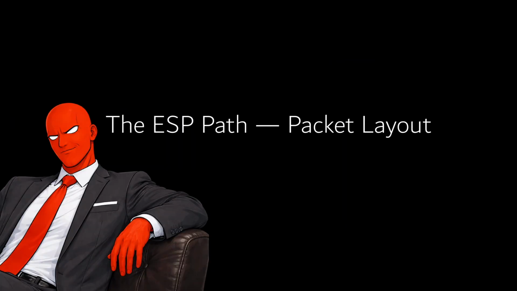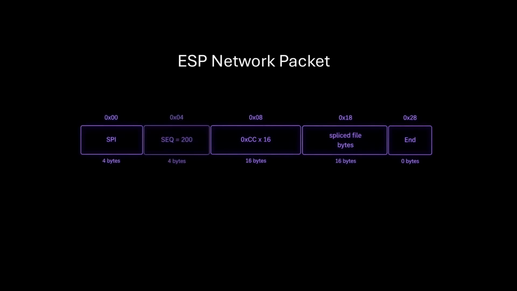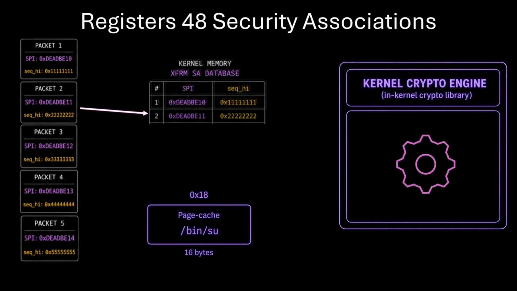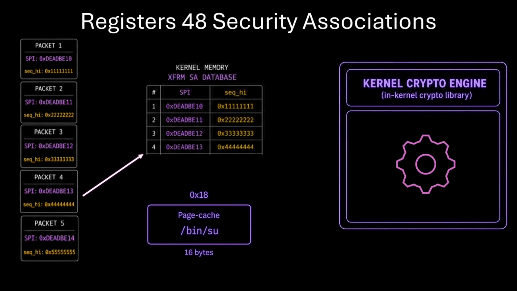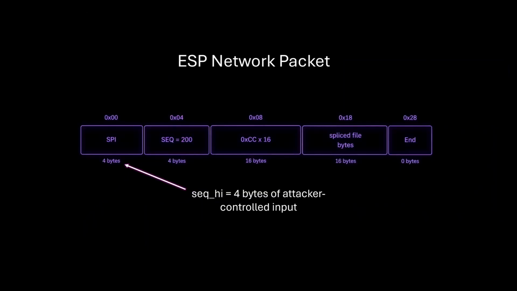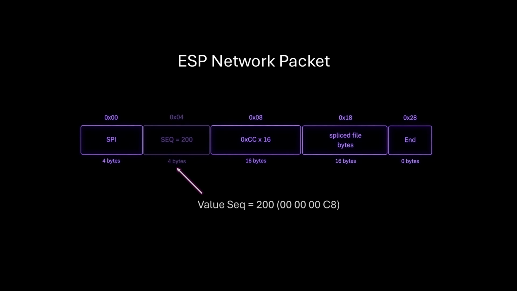Let me explain how this exploit works for ESP first. Here we have the ESP network packet. The SPI is the 32-bit value that selects the XFRM security association. The attacker installs multiple SAs through Netlink ahead of time, each with a different SPI and a controlled seq_hi. The seq field is seq_lo. In the exploit, it is set to 200, so the packet survives XFRM replay checks and reaches the crypto path.